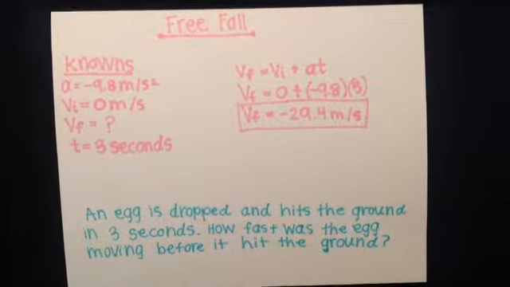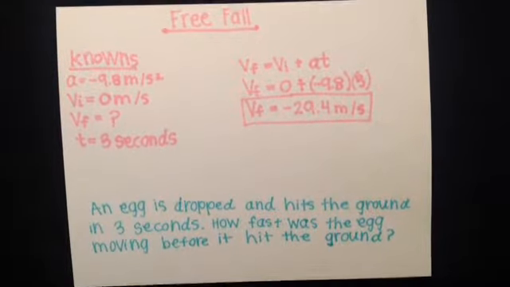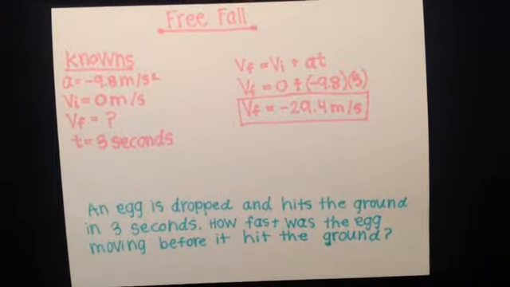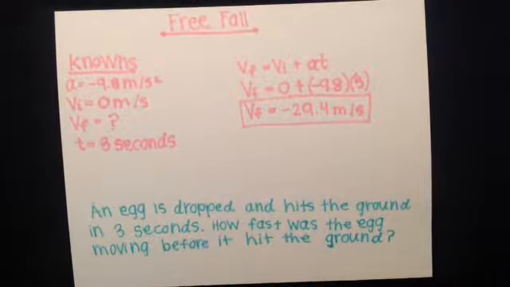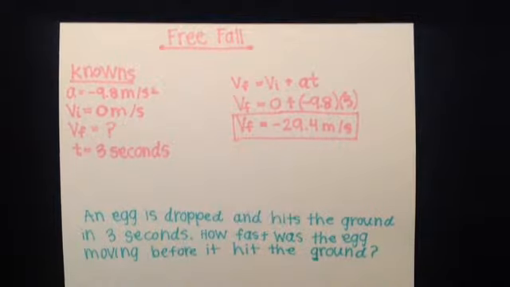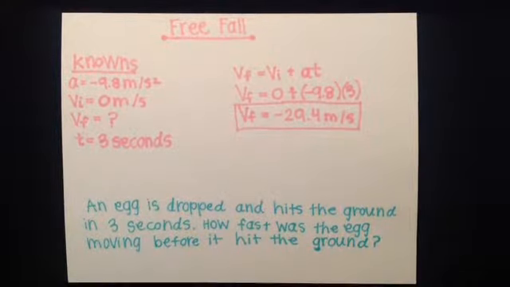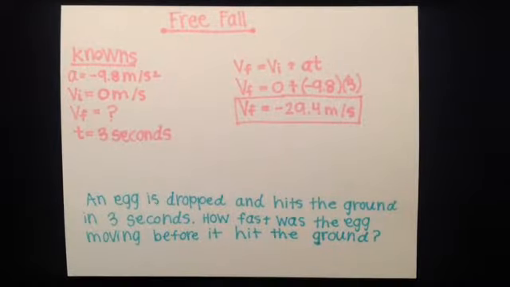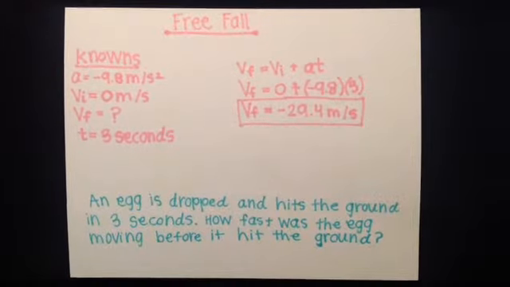An egg is dropped and hits the ground in 3 seconds. How fast was the egg moving before it hit the ground? Once we have read the problem, we can fill out what we know. The acceleration is going to be negative 9.8 meters per second squared.